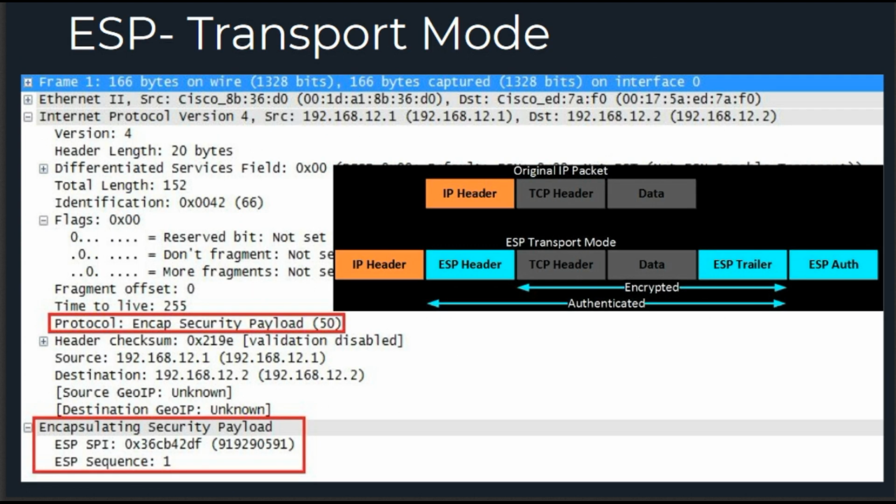Let's look in Wireshark at ESP in transport mode. You can see the original IP packet where we are using ESP: the IP header is in clear text, but everything else is encrypted.